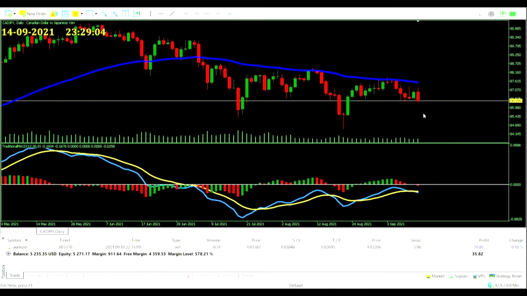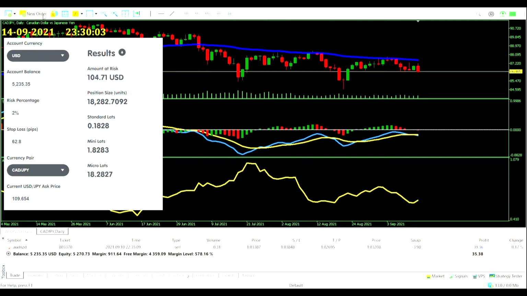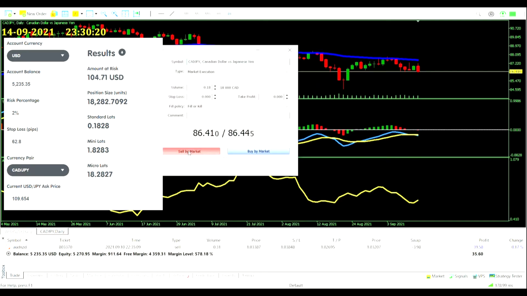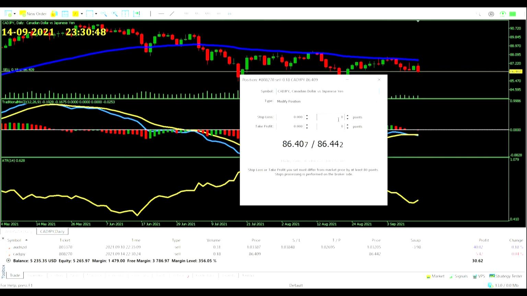No other trades then, so we are in with a sell trade on the Canadian dollar Japanese yen pair. Let's pull up our ATR. Currently getting a reading of 62.8 pips. That'll be what we go with for our 2% stop loss. There is our risk calculated on screen. Let's sell off the CAD. And so we can set our stop loss and take profit for that.